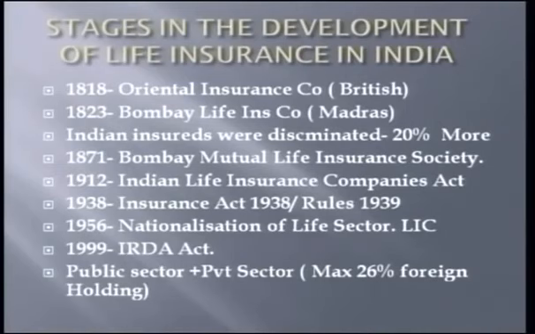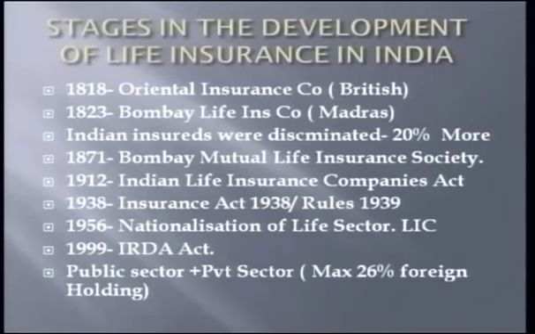As you all must be aware, insurance in India came from England, and in the earlier part, only English companies were operative in the 19th century. They started with life insurance companies. 1890, Oriental Insurance Company came to India. Then 1823, Bombay Life Insurance came in Madras. But these companies were exclusively for British gentlemen. Indians were treated as inferior risks and they were charged 20% more premium. But in 1871, the first Indian insurance company started, Bombay Mutual Life Insurance Society, which started charging equal premium for all.